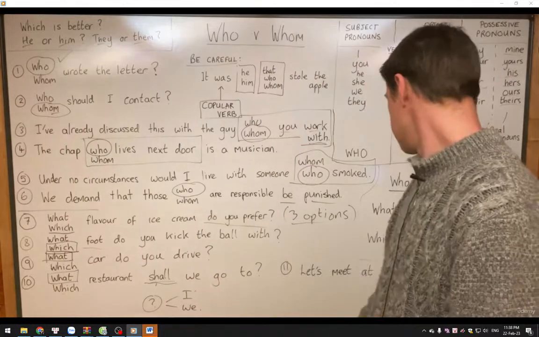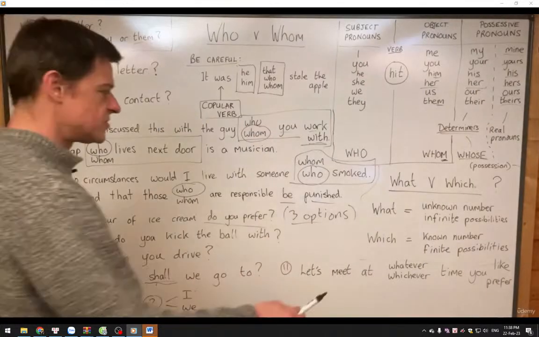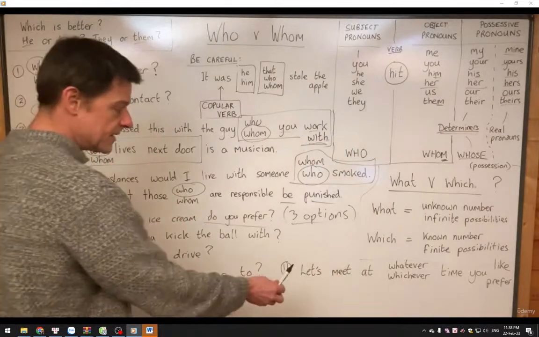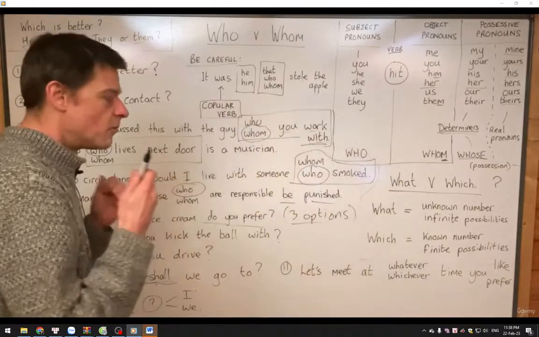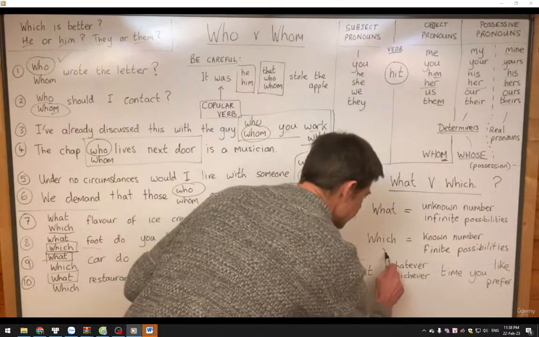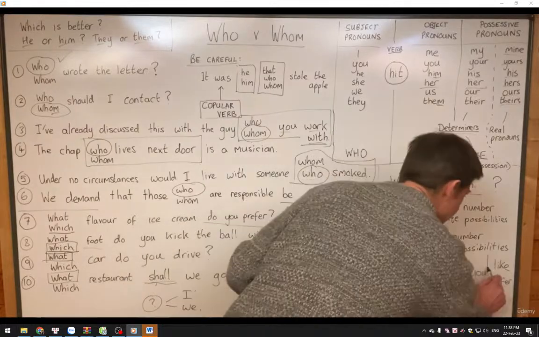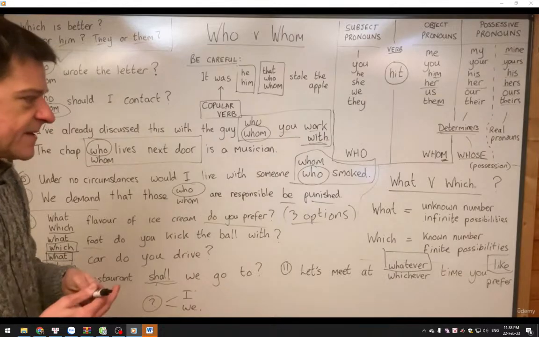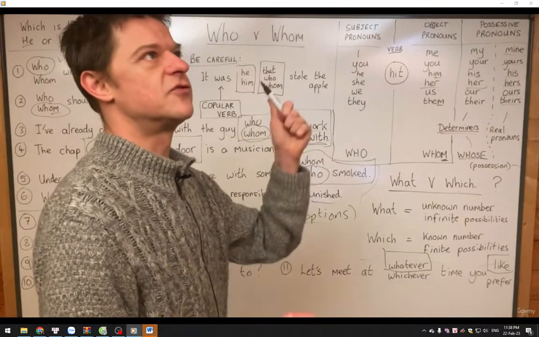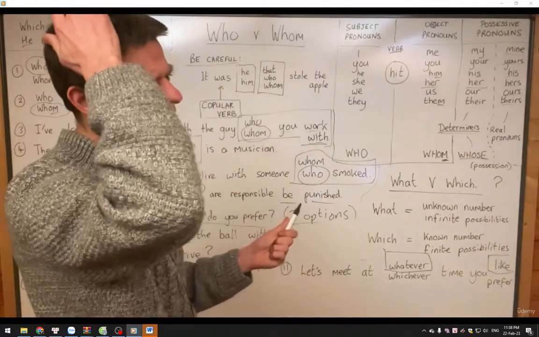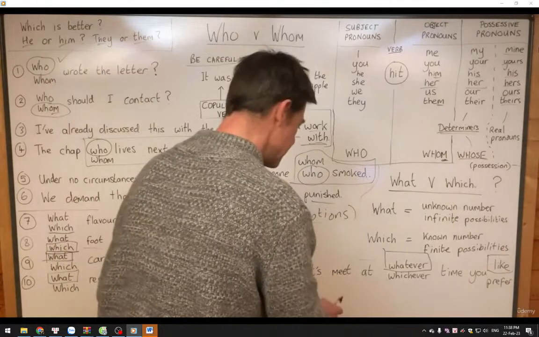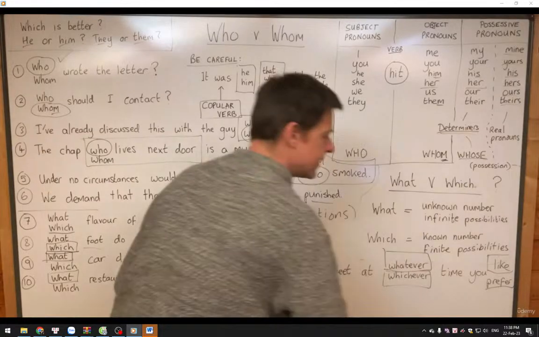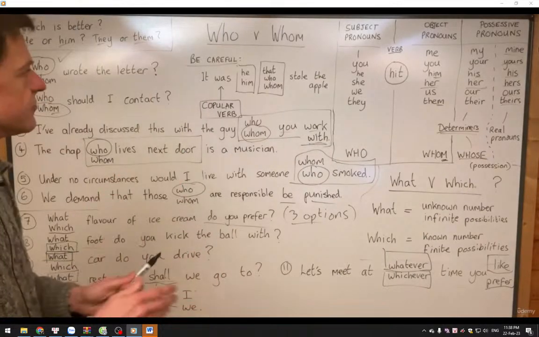Shall we go to? Okay, and lastly, don't forget whichever and whatever, which means it doesn't matter what one, it doesn't matter which one. Have a look at number 11. Let's meet at whatever time you like. Yeah, I've tried to put 2 options here. Let's meet at whatever time you like, because that's an unknown number of possibilities. But let's say that you've got 2 options. You've got 8 o'clock or 9 o'clock, and you've just said, we could meet at 8 or we could meet at 9. Let's meet at whichever time you prefer. And again, prefer sounds like there's a limited number of options.